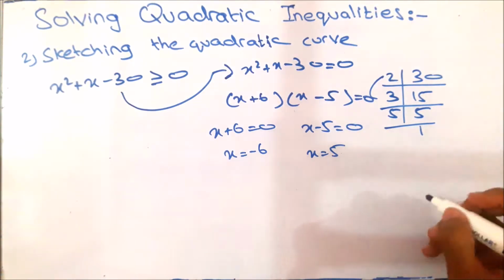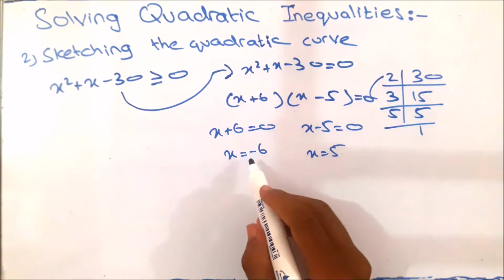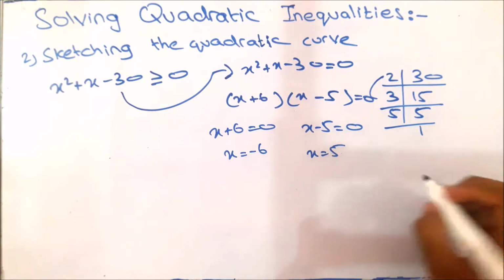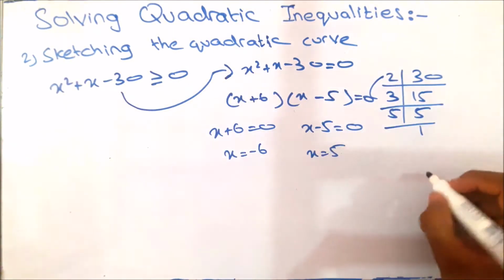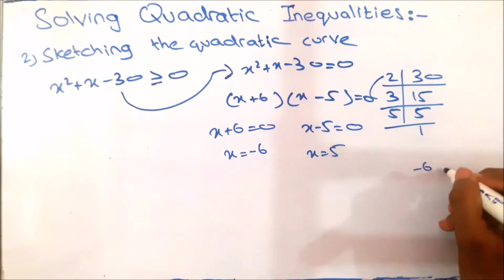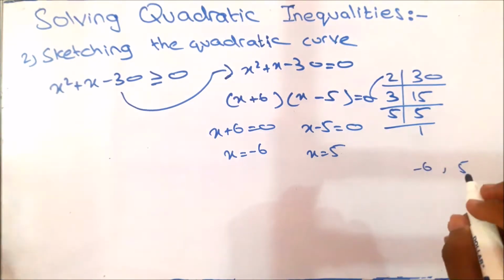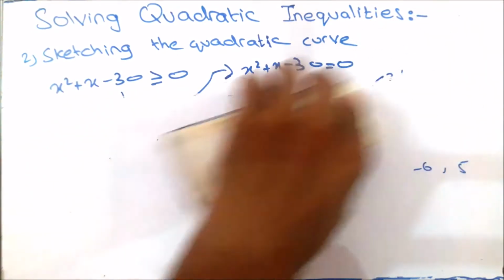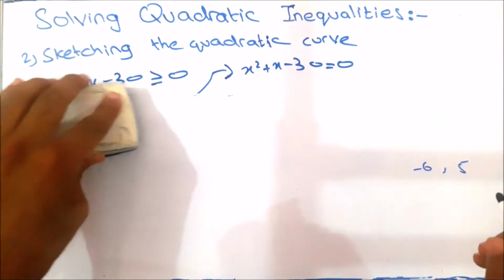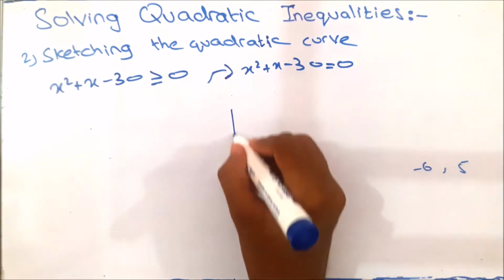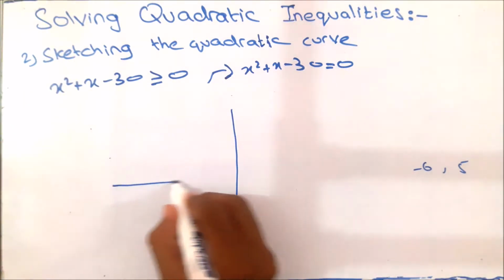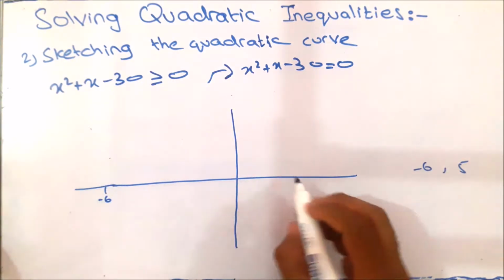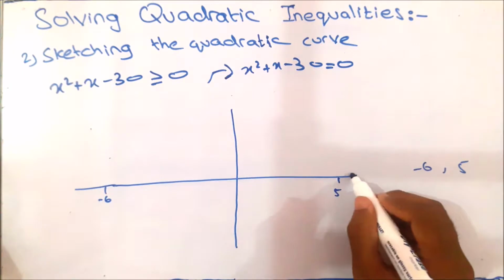We have the critical values over here. We know the graph intersects the x-axis at minus 6 and positive 5. I'll just write these down and erase this to make space for our quadratic curve. The two points are minus 6 and 5. Now let's sketch our curve. Here we have minus 6 and here we have 5.